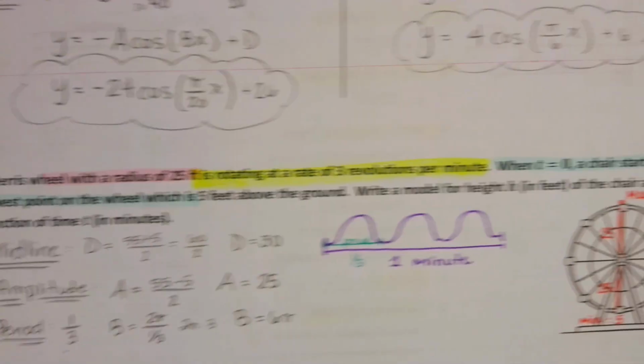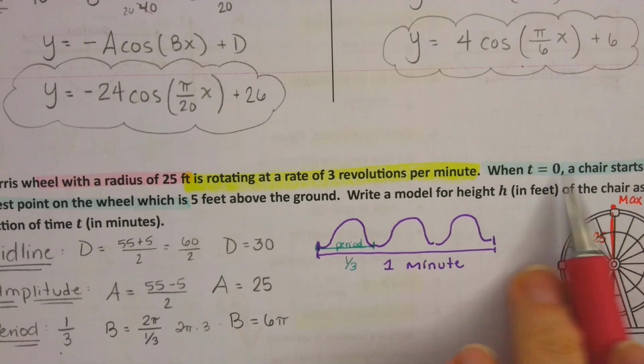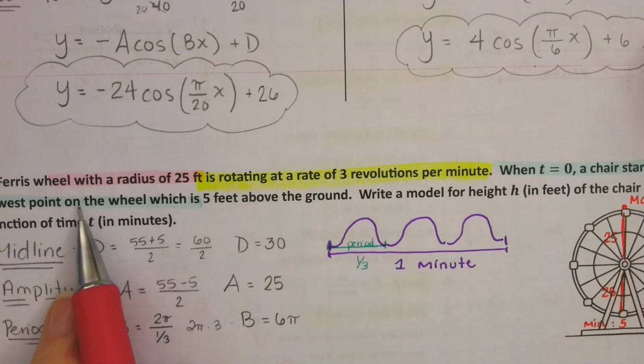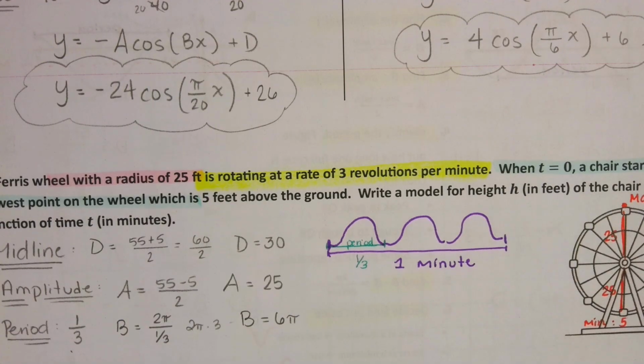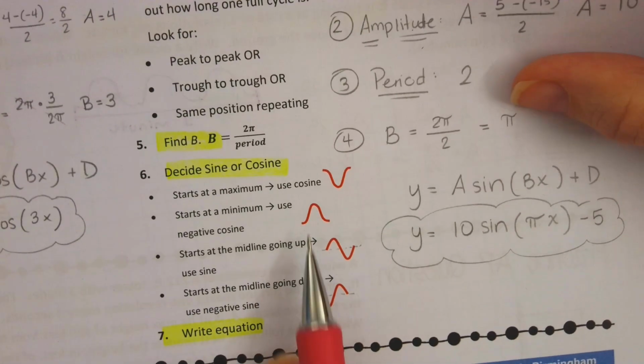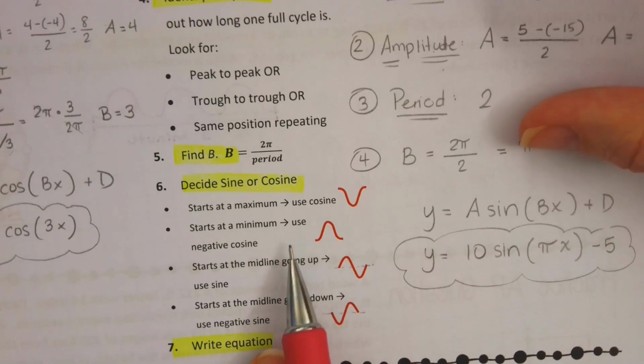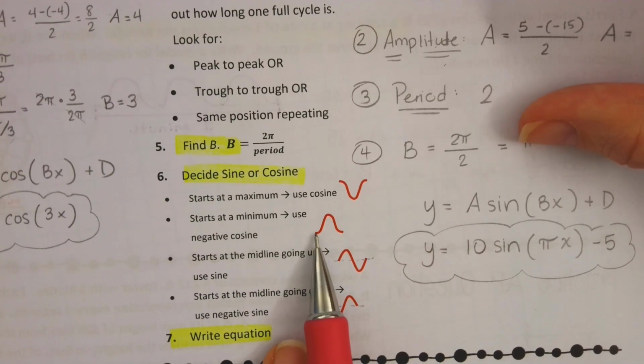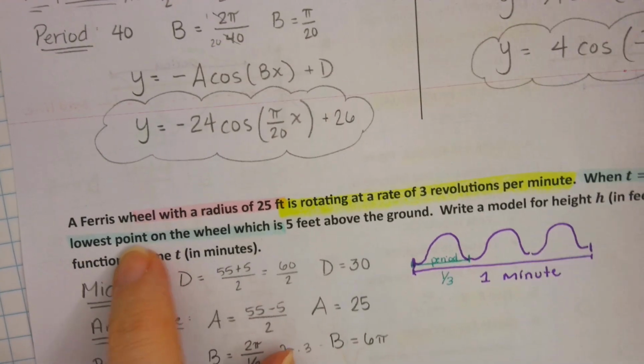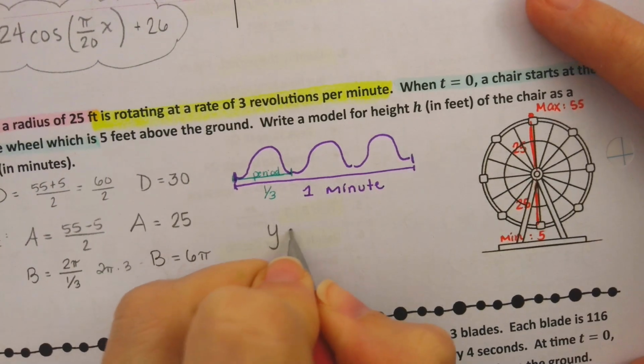Again, I already decided that since the chair was starting at the lowest point, that has to be one of the negative cosines. That's the only one that starts at the lowest point. Everything else, sine, starts at the midline. Regular cosine starts at the highest point and goes down, but negative cosine starts at the lowest point. And that's what they told us, that we are starting at the lowest point. So we know we're going to need the negative cosine.